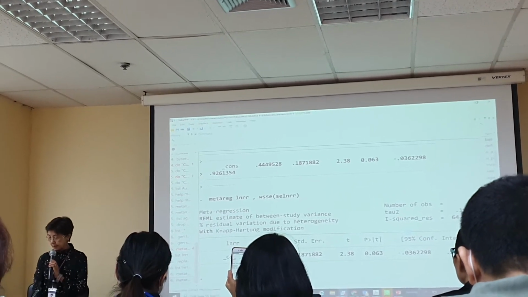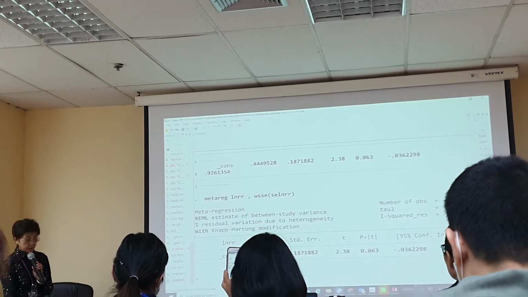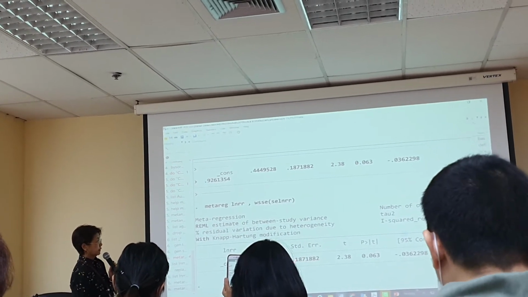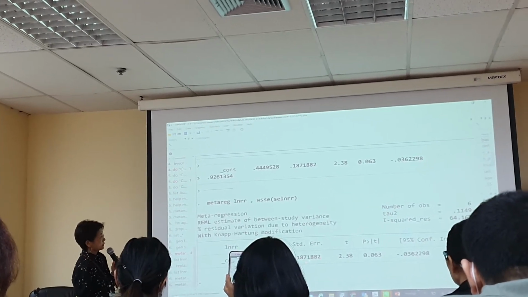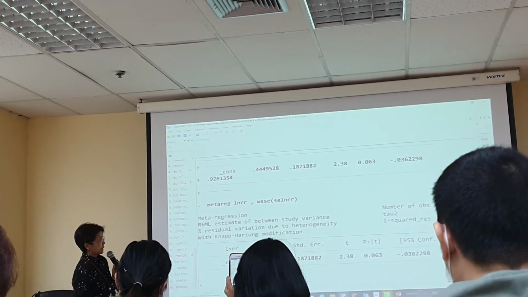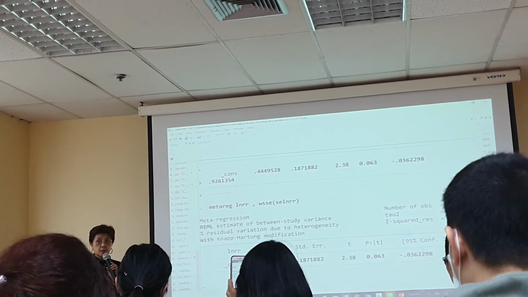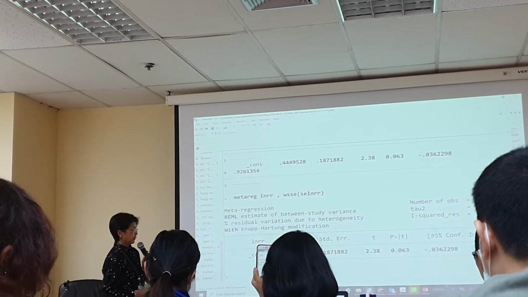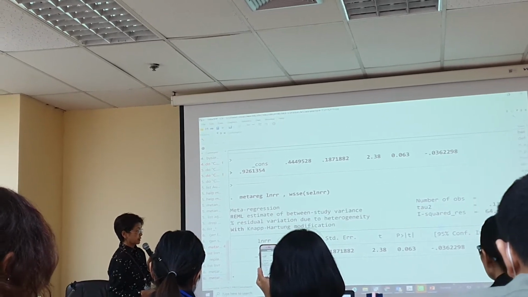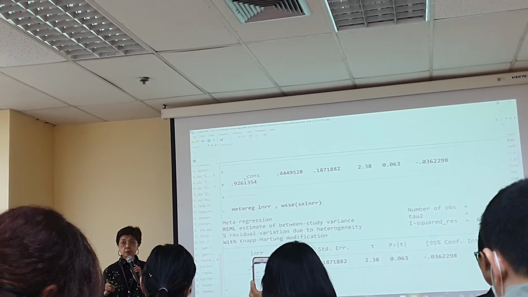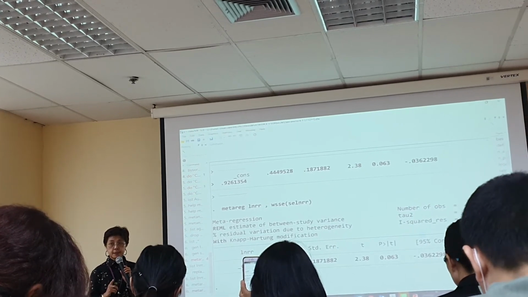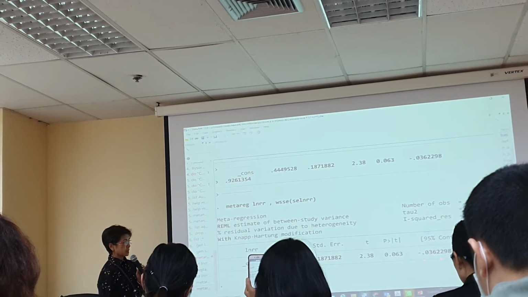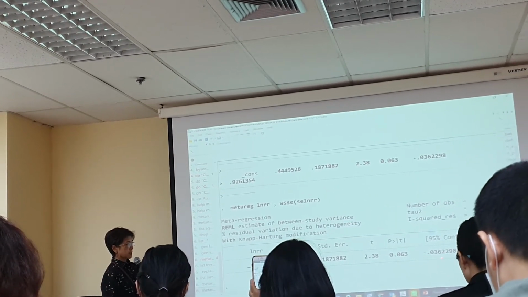So you can see that without including any variable, the I square is 64.16, right? And this is the coefficient. If you exponentiate this coefficient, that is the pooled risk ratio that we got from the meta n command, along with the 95% confidence interval for this.